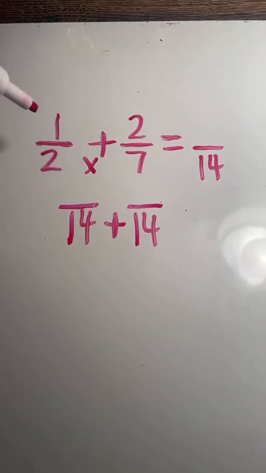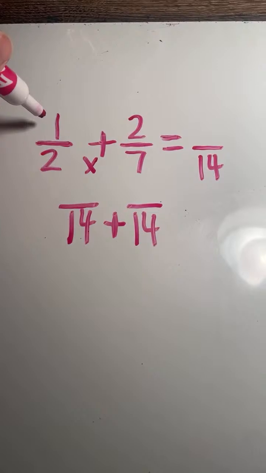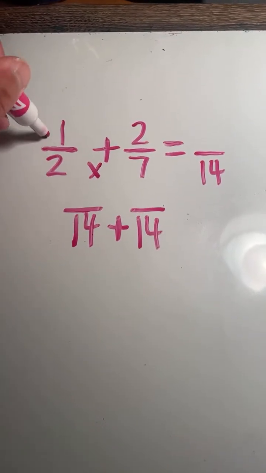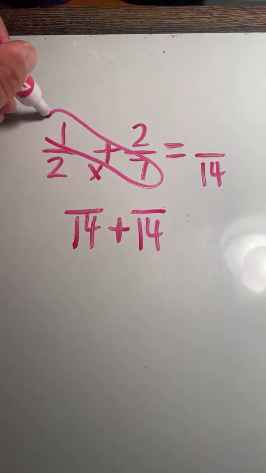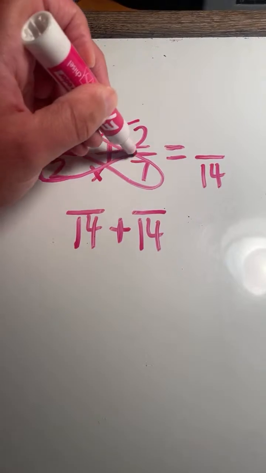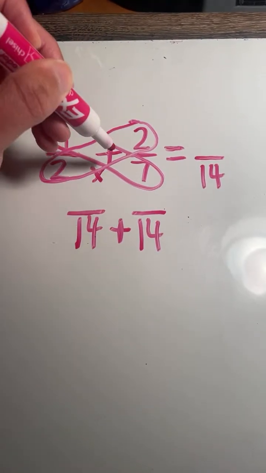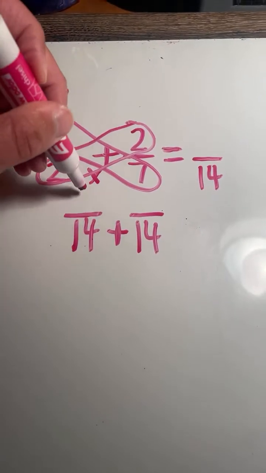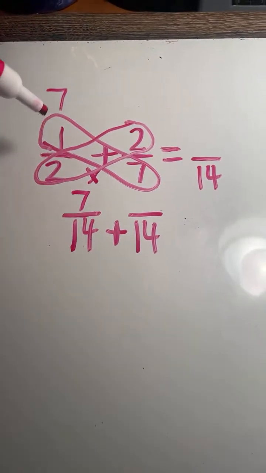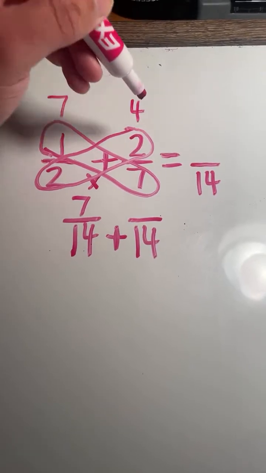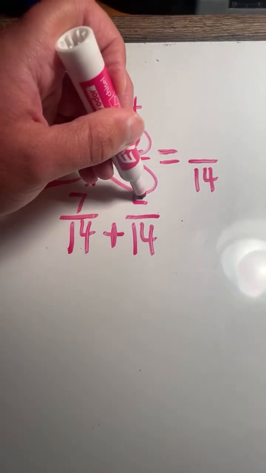Next, we find our numerators by multiplying each numerator times the opposite denominator. So the 1 in 1/2, we have to multiply 1 times 7. The 2 in 2/7, we have to multiply 2 times 2. So 1 times 7 equals 7. 1/2 gets converted to 7/14. 2 times 2 equals 4. 2/7 gets converted to 4/14.